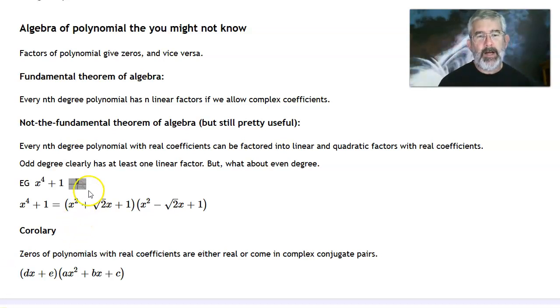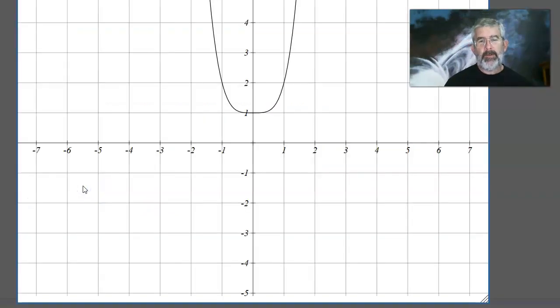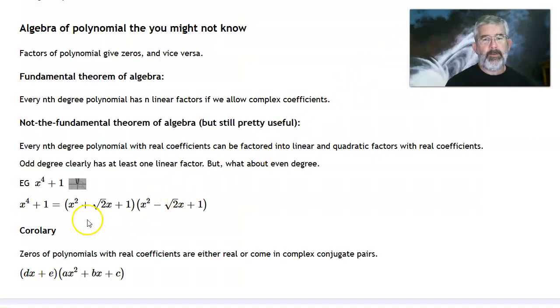But for even degree polynomials, it's not as obvious. For instance, here's the graph of y equals x to the fourth plus 1, which clearly does not cross the x-axis. The lowest it gets is 1, and it goes up from there, so there's not an obvious linear factor here. However, I can factor it into two quadratic polynomials: x squared plus radical 2 x plus 1 times x squared minus radical 2 x plus 1. You can verify this by multiplying it out.